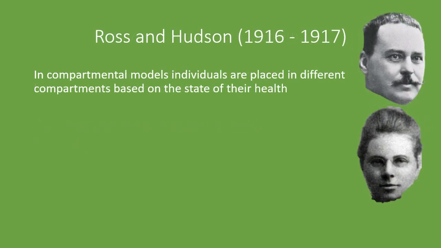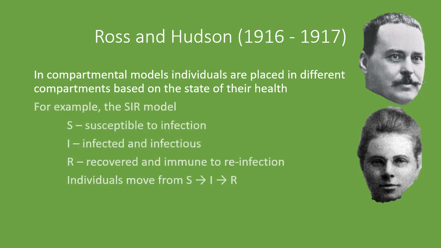The Nobel Prize-winning physician Sir Ronald Ross and mathematician Hilda Hudson developed what are known as compartmental models. In these models, an individual is placed in different compartments based on the state of their health. In particular, we'll concern ourselves with SIR models. S stands for susceptible to infection, I for infected and infectious, R for recovered and immune to reinfection. The individuals move from the S compartment to the I to the R.